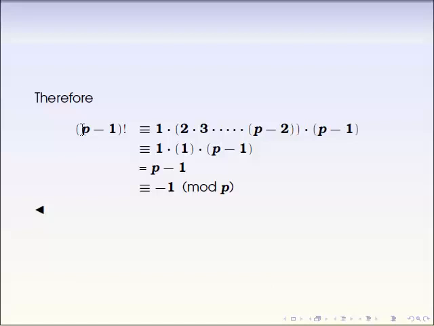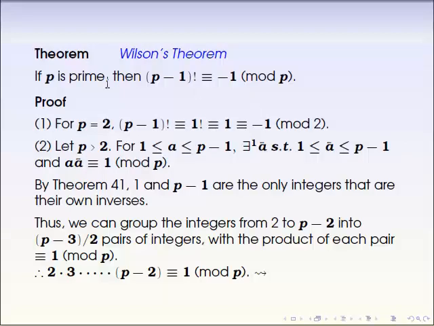So (p minus 1) factorial means 1 times 2 times up to p minus 1, but we just checked this multiplication becomes 1, congruent to 1, right? And 1 times p minus 1 is p minus 1, and p minus 1 is congruent to negative 1 modulo p. And that's what Wilson's theorem says. Please keep this in mind. This congruence is true only when p is prime.